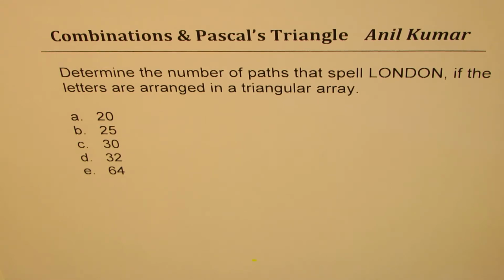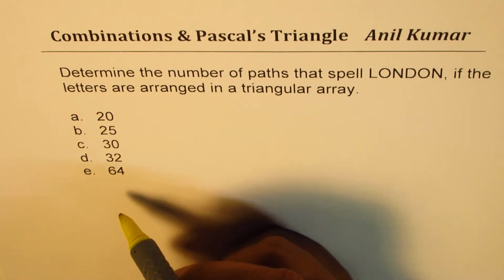Some of these questions can be answered using combinations. I hope the methods which I discuss in these videos will help you to do better for your tests and save a lot of time for competitive exams. The question here is, determine the number of paths that spell London if the letters are arranged in a triangular array. And these are your choices.